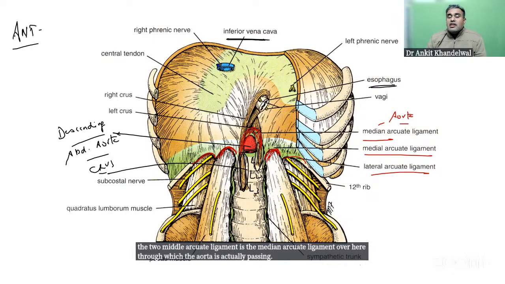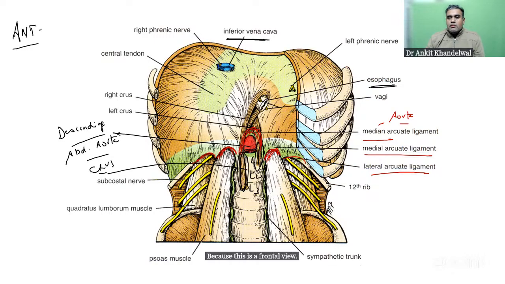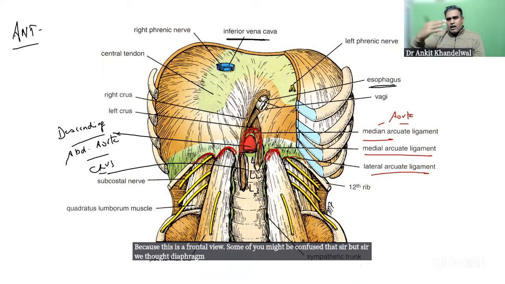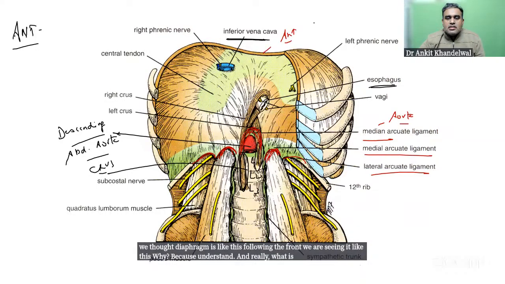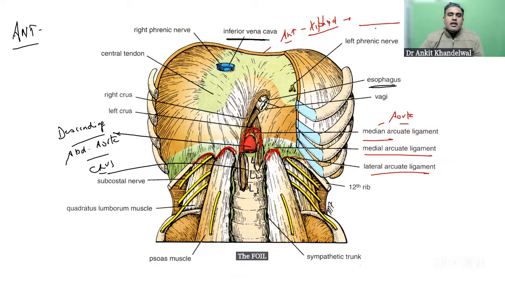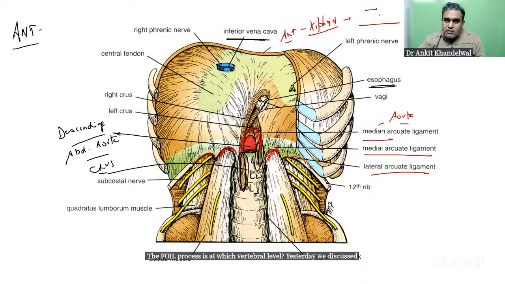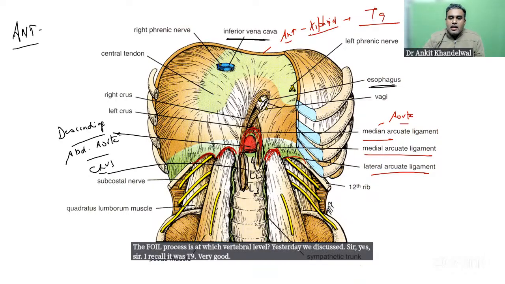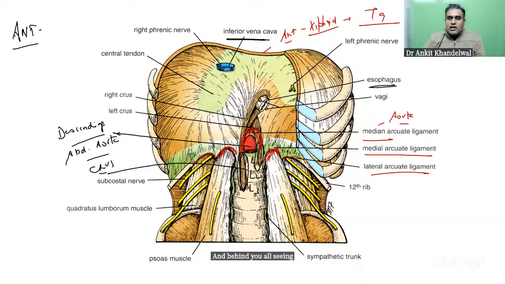Okay, so this is a frontal view. Now, some of you might get confused: sir, but we thought the diaphragm is like this. How in the front are we seeing it like this? Why? Because understand, anteriorly, what is the attachment of diaphragm? It is the xiphoid process. Now, if I ask you, the xiphoid process is at which vertebral level? Yesterday we discussed. Yes, sir, I recall it was T9. Very good. And behind, you are seeing that it is going below T12. That is still L1, L2, L3.